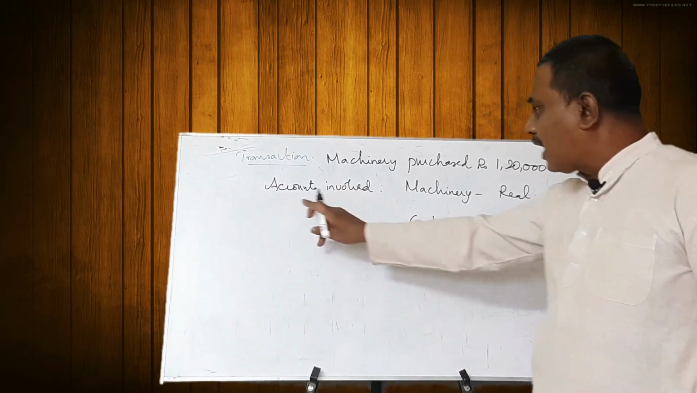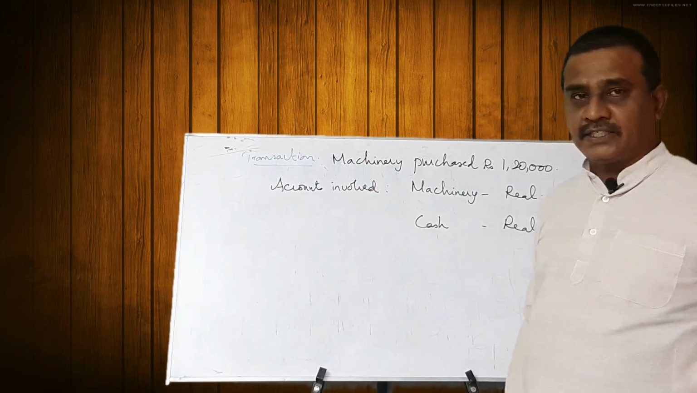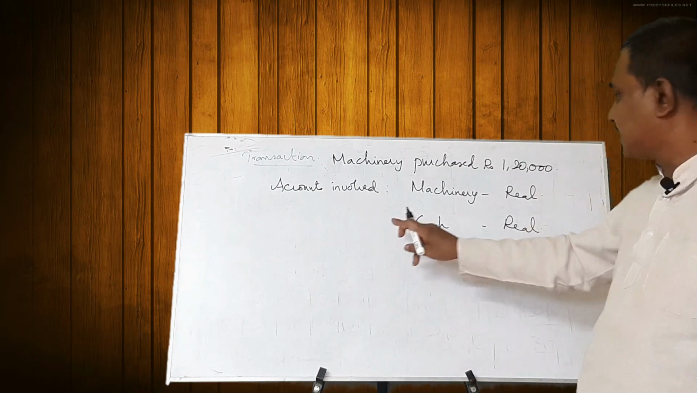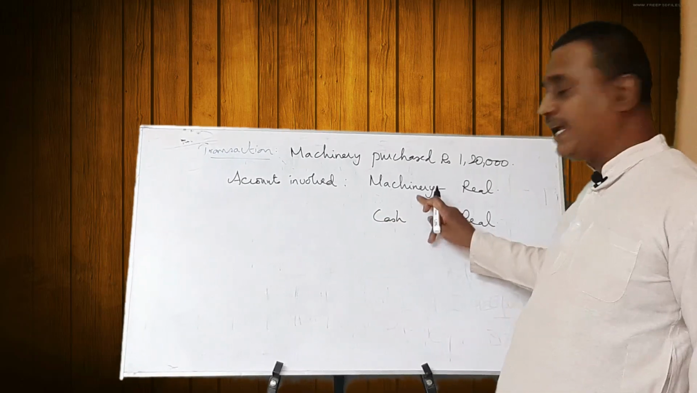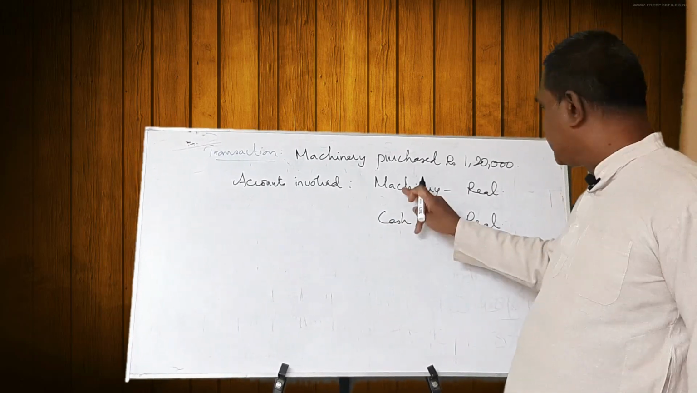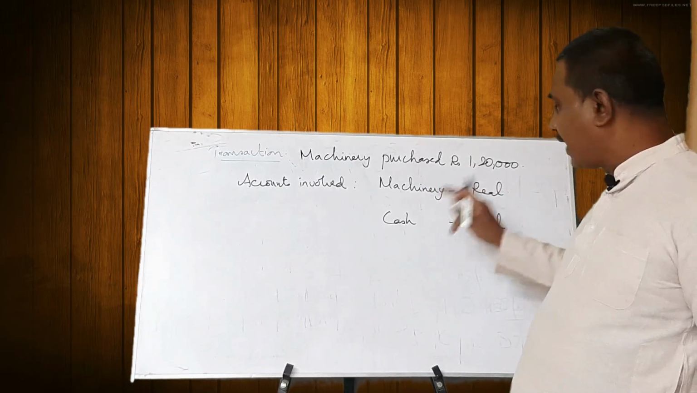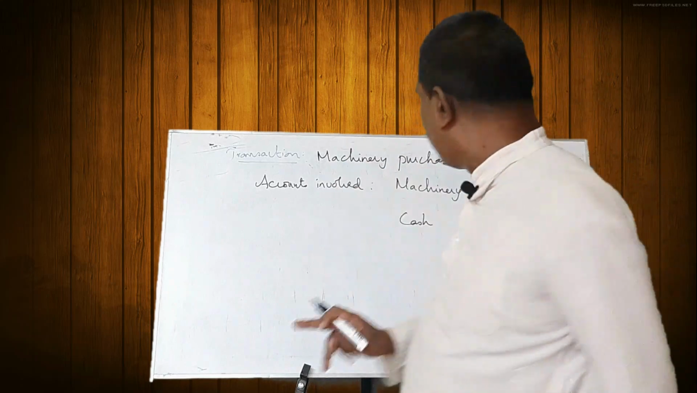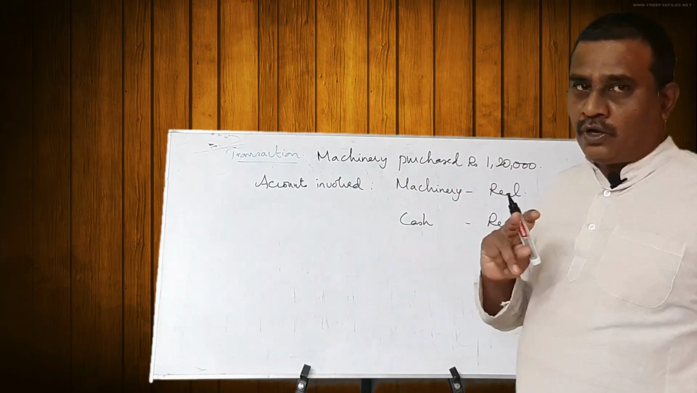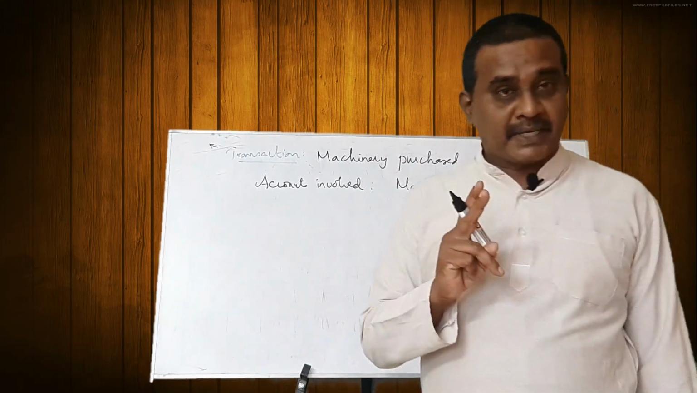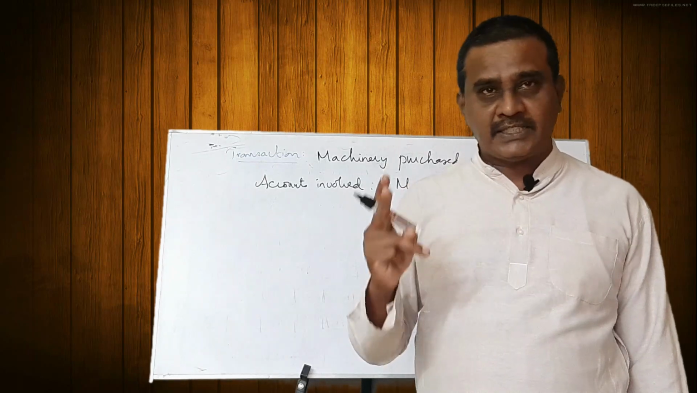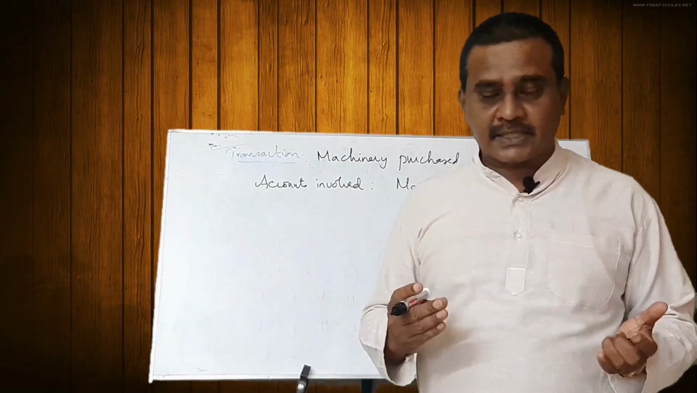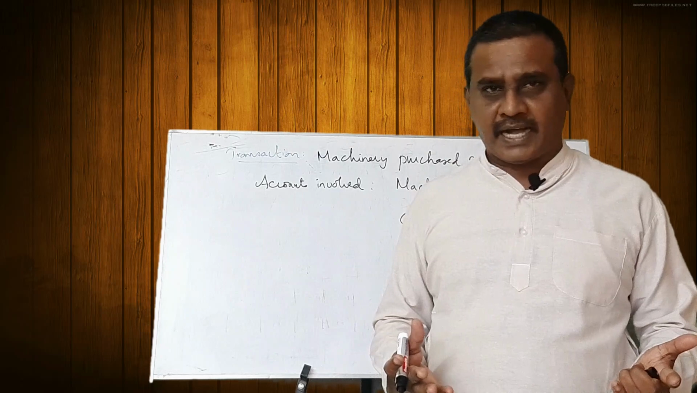See, what are the accounts involved in this transaction? 2 accounts are involved in this transaction. One is machinery and another one is cash. Machinery is a real account and cash is also a real account. In double entry system, we record both aspects. You know, a transaction has 2 aspects. One is debit aspect and another one is credit aspect. In double entry system, we record both aspects of a transaction.